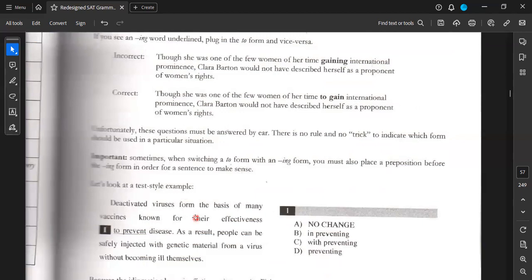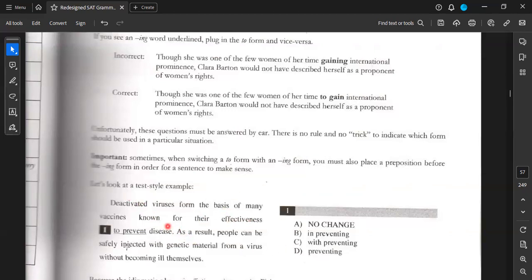Sometimes for a sentence to make sense, it says you can switch the infinitive, the to form, with an ing form. And then you must also place a preposition before the ing form in order for a sentence to make sense. So let's look at an example right now. Again, this might not seem to make sense, but let's look at an example and then you see what they're trying to say. So deactivated viruses form the basis of many vaccines known for their effectiveness dash disease, right?